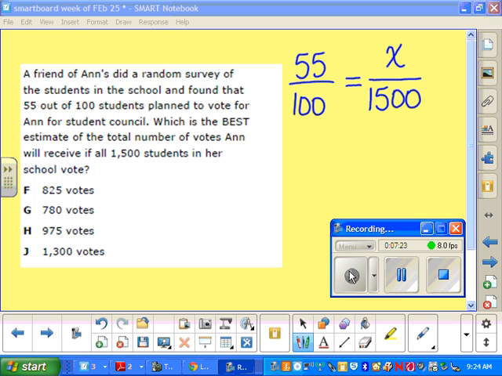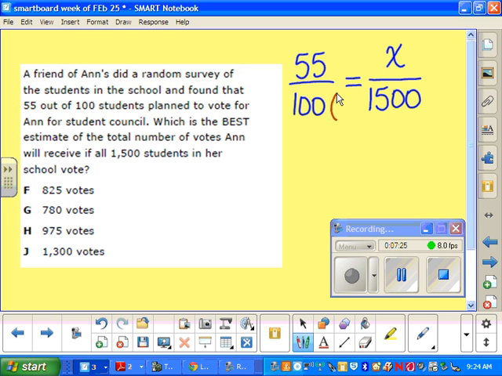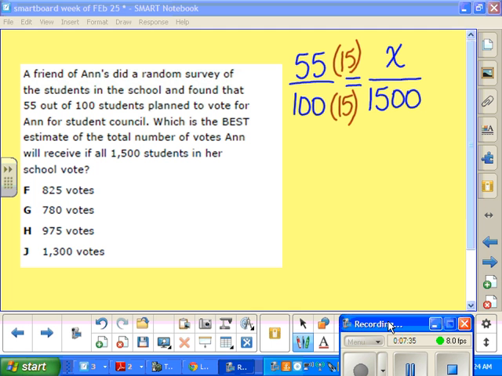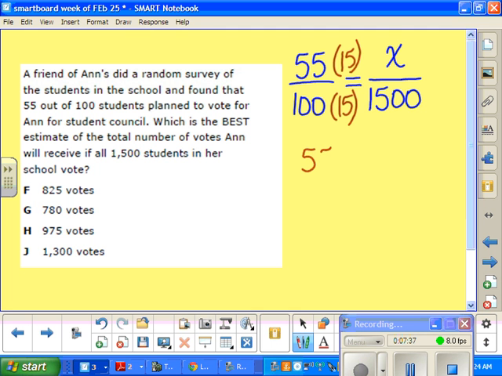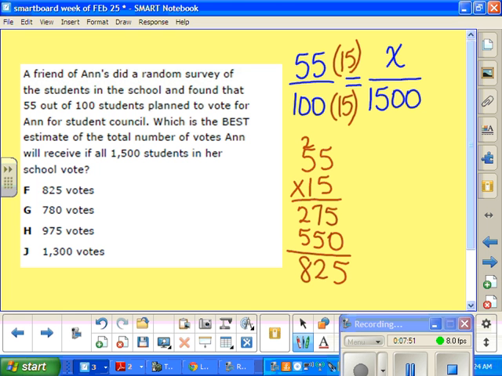Okay, guys, so you can see here that the scale factor is 15 because 100 times 15 is 1,500, so you can do the same to the very top number, 55 times 15, which should get you the number of votes out of 1,500. Multiply that out. Gives us 825. So we need to look over at our answer choices, and we find that F is 825 votes.